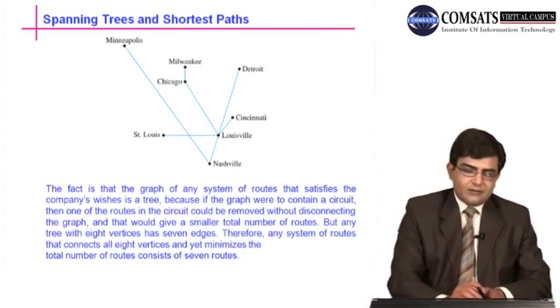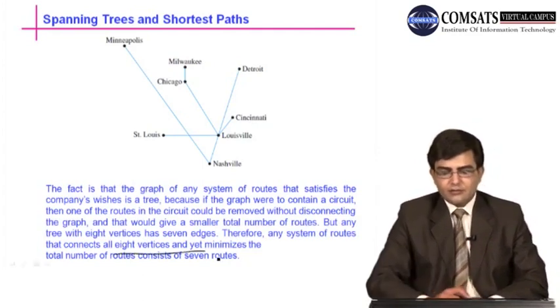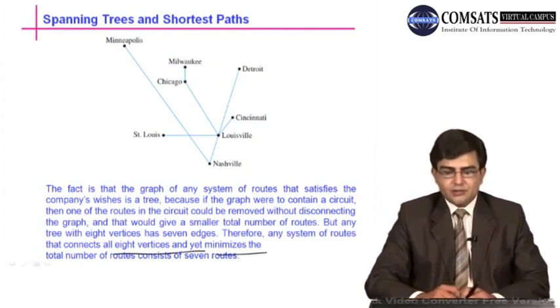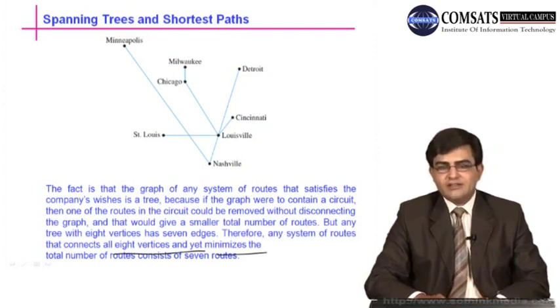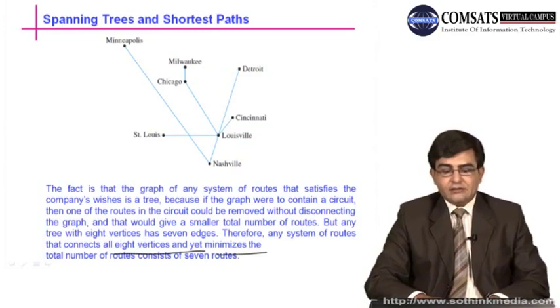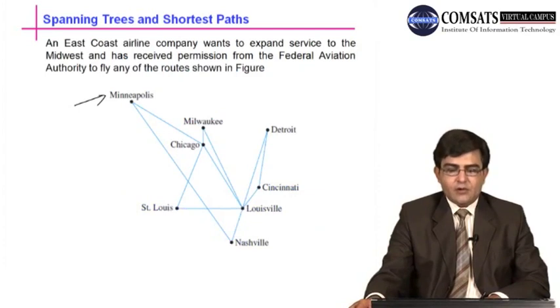So any system of routes that connects all 8 vertices yet minimizes the total number of routes consists of 7 routes; basically it's a tree. So the solution to this problem, to expand the service of this airline, is basically a tree. We have to find a tree which connects all these cities and minimizes the total distance and their cost of fueling, so that they can expand their service to these cities.